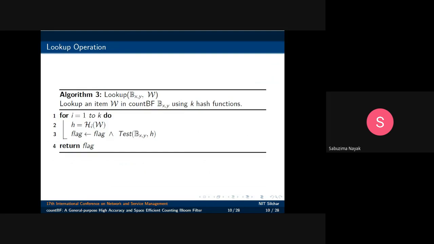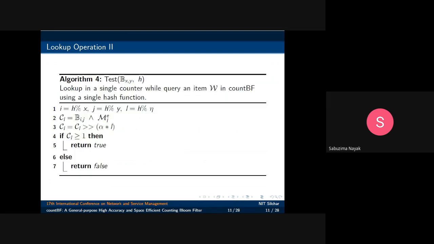This is the algorithm for the lookup operation. For k number of times, the item W is hashed and passed as a parameter to function test. If all k test functions return true, that means the item is present in CountBF, otherwise absent. This is the algorithm for the test function. After obtaining the counter value, it is checked. If it is greater than or equal to 1, then return true, otherwise false.